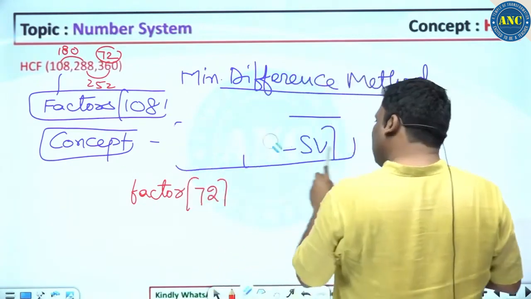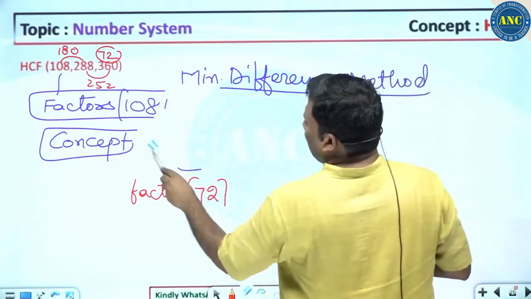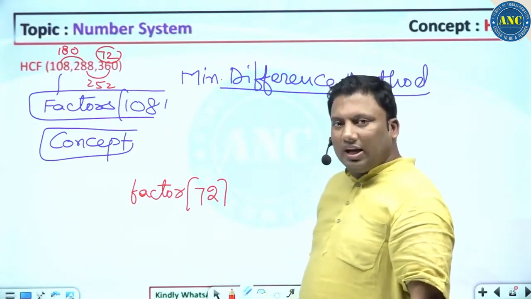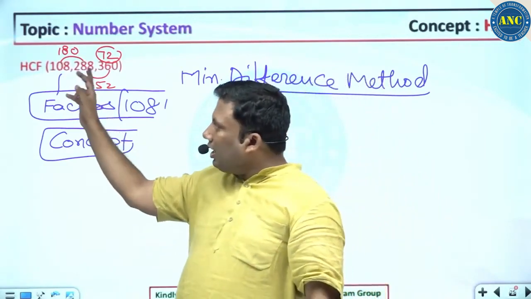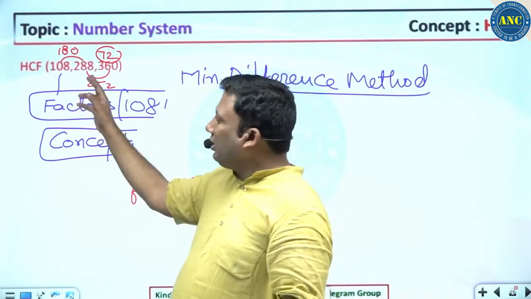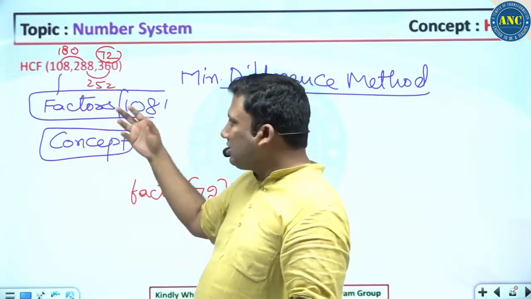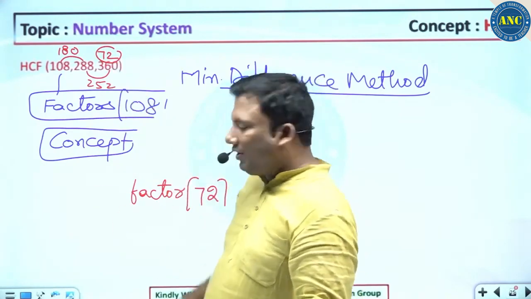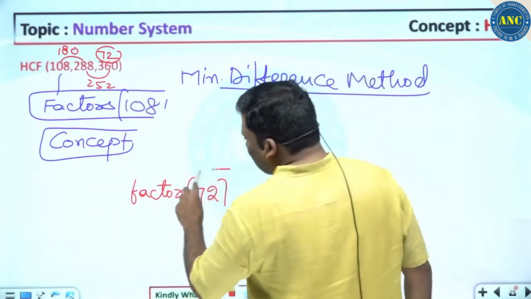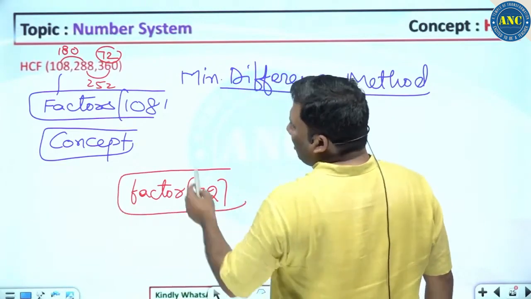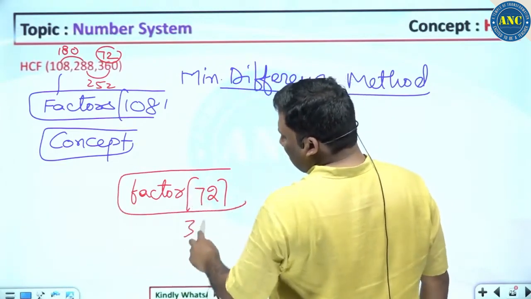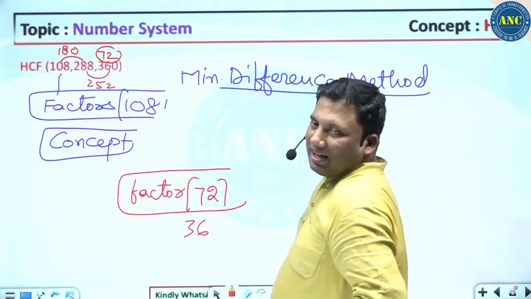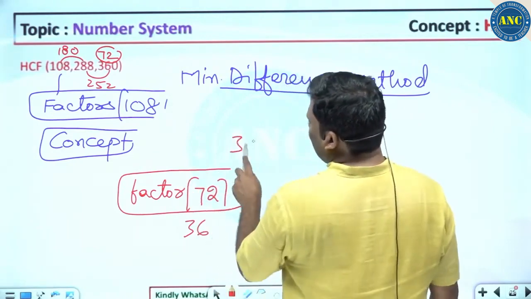Take the minimum difference. 108, 288: it is 180. 288, 360: 72. 108, 360: 252. Minimum difference is 72. Answer will be a factor of 72. 72 not working. Next is 36. 36 threes are 108, 36 eights are 288, 36 tens are 360. Answer is 36.